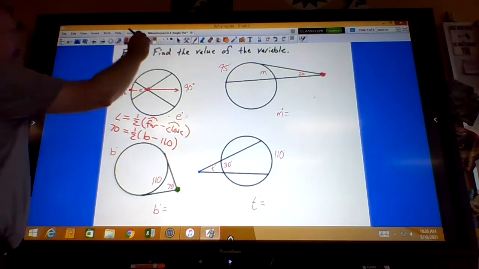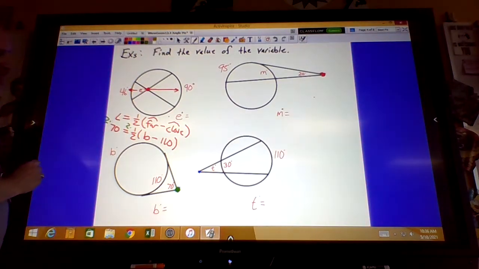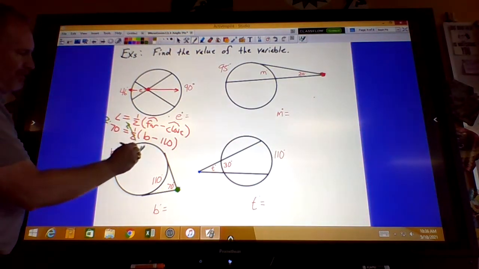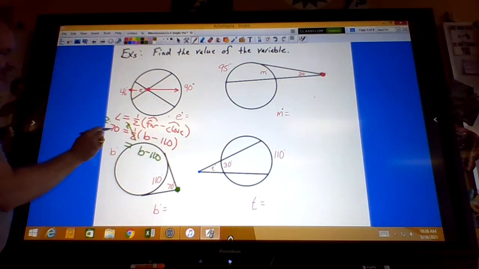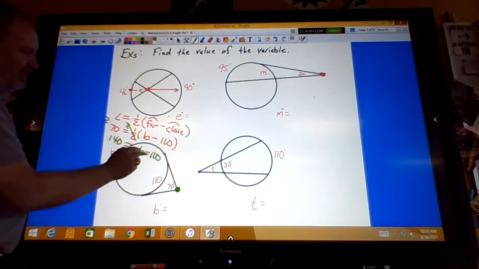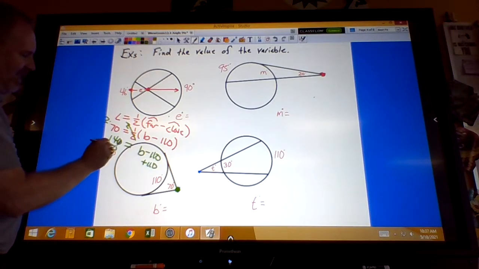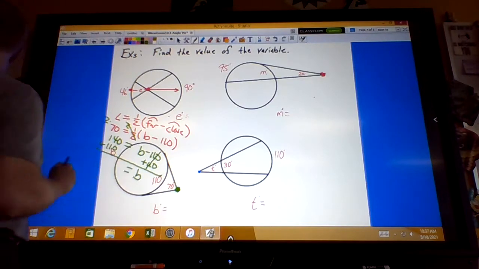But I'm still going to do the little Metcalfe trick of making that half go away by multiplying by 2 and then multiplying this side by 2 to be fair. Over here, the 2 and the half cancel out. I'm left with B minus 110 equals, not 70 anymore, but 140. And so all I have to do now is get rid of that minus 110. So I add 110 to both sides, and I get B equals 250.